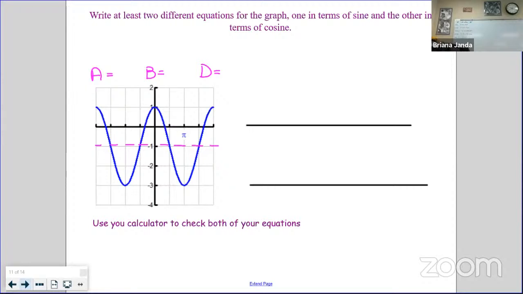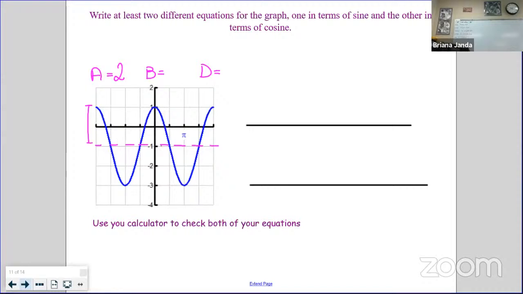It is C that becomes specific to the equation that I'm writing. Okay, so A: how far is my maximum from my midline, or my minimum from my midline? That would be a distance of 2. Remember that that number is always positive. I'm going to go to D next because it's kind of the same topic.